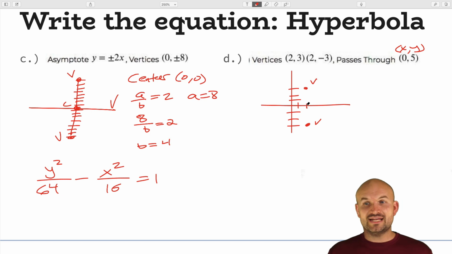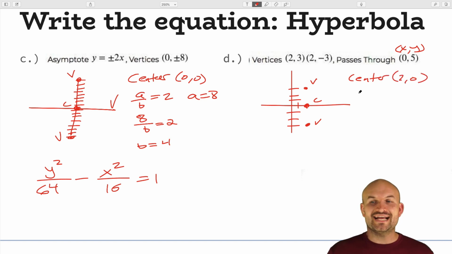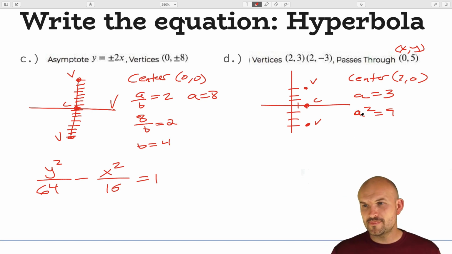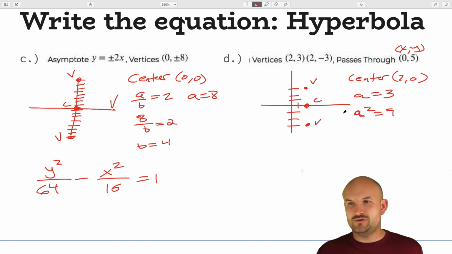All right, so again, we can identify the center here is going to be the midpoint. So the center is going to be at (2, 0). I can identify that my distance a from the center to your vertex is 1, 2, 3. So a is going to equal 3. That means a squared is going to equal 9. I don't have enough information to figure out my b. But let's see here. I can tell this is a vertical transverse axis.